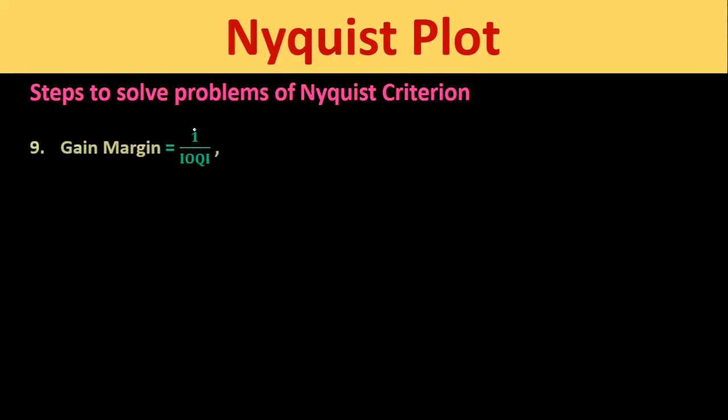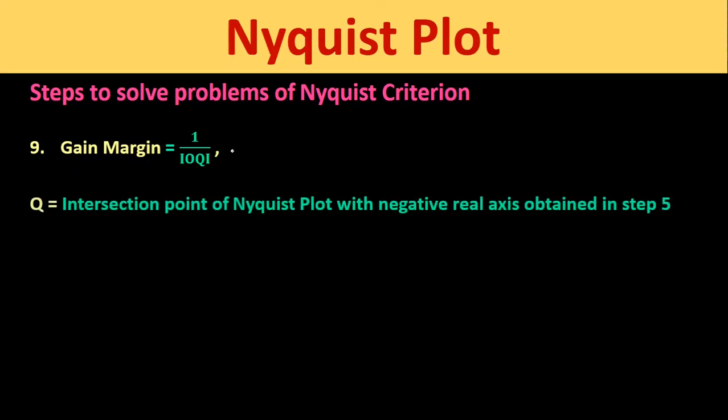Then if we want to find out the gain margin, the formula will be equal to 1 upon magnitude of OQ, and this Q is the intersection point of the Nyquist plot with the negative real axis, which is obtained in step number 5. So when we put the value of OQ in this equation, we will find out the gain margin. So these are the steps to solve the problems of Nyquist criteria.